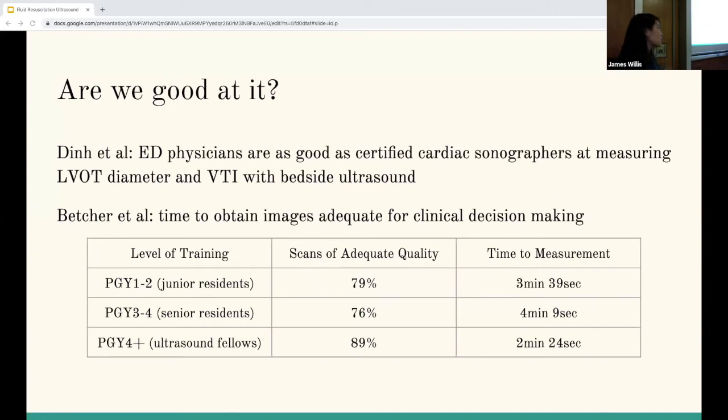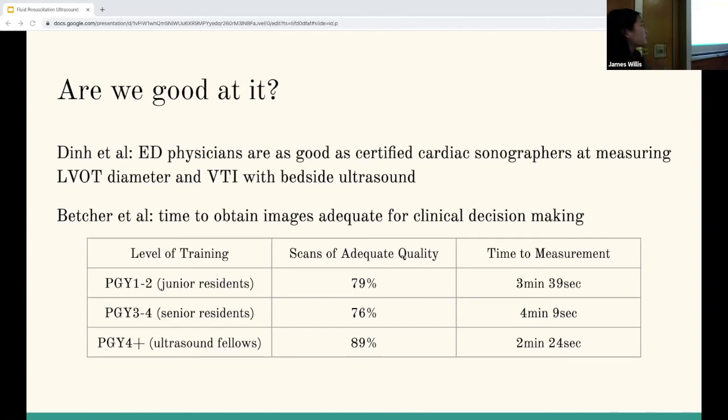The first one, sort of a general study, was with ED attendings, and they basically said ED physicians are as good as certified cardiac sonographers at measuring LVOT diameter and VTI. I think the one more applicable to us is the second study, which looked at residents and fellows to see how quickly they could get scans of adequate quality and what percentage of the pictures they took were pretty good. I think it's kind of hilarious that the junior residents are a little bit faster and have a little bit better percentage of scans of adequate quality, but the fellows obviously make us all look bad.